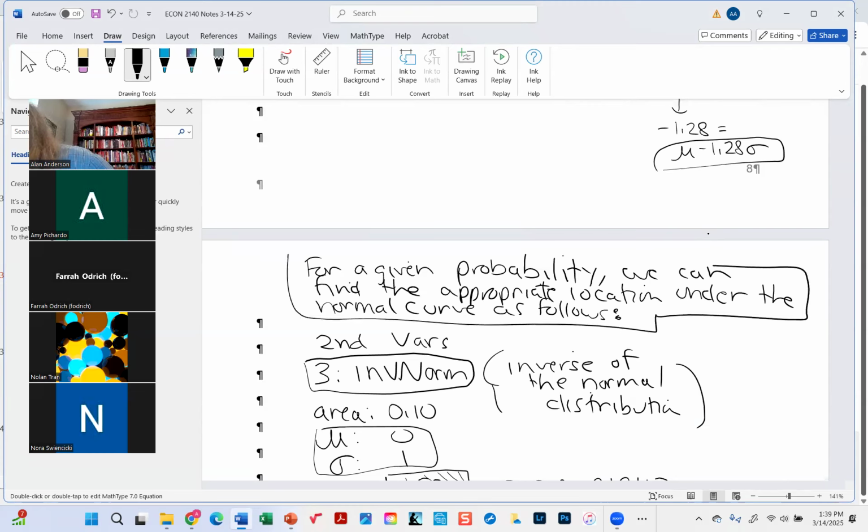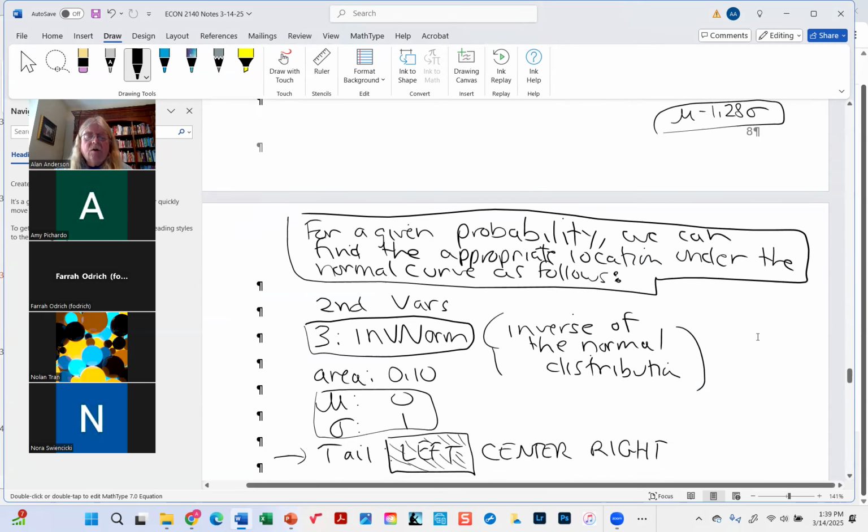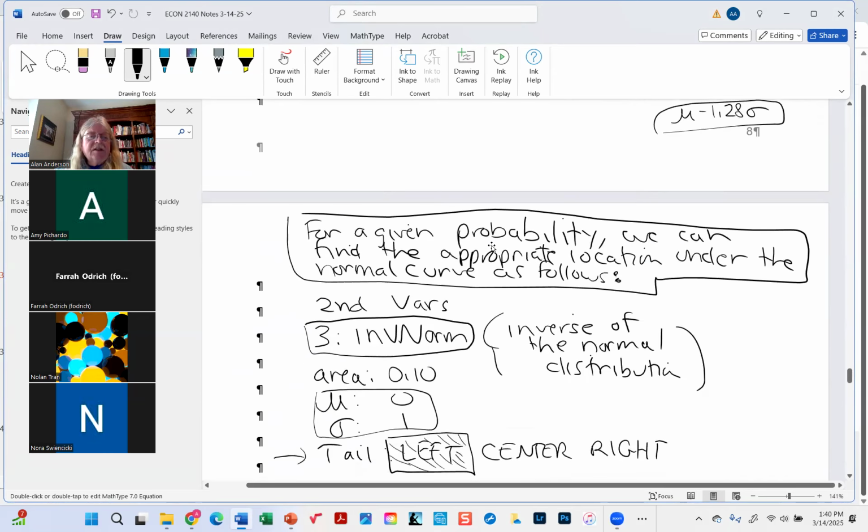This is what we're trying to do here. So now we need to go to our calculators and find this brand new function. So let's do this for the standard normal curve. There's some z-score which represents the bottom 10% of the distribution, but what is it?